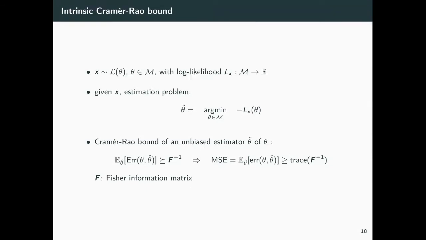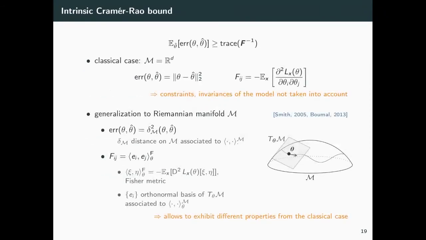And this classical results in Euclidean spaces can be extended to manifolds. Okay, so for the classical case, the error is always given by the difference between theta and its estimator, where we can take the Euclidean norm, and the Fisher information matrix is given by this formula here.